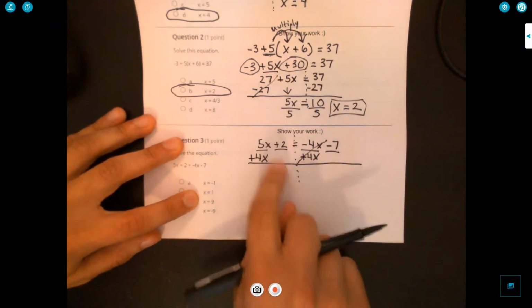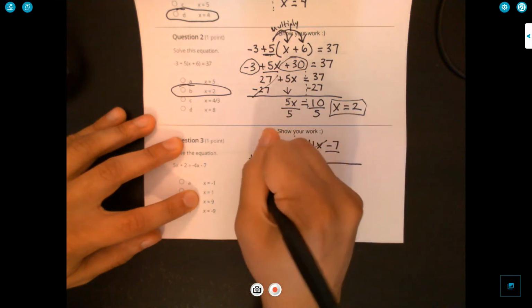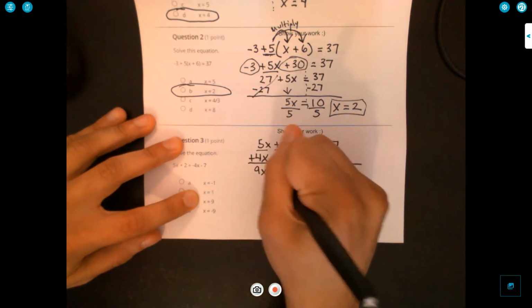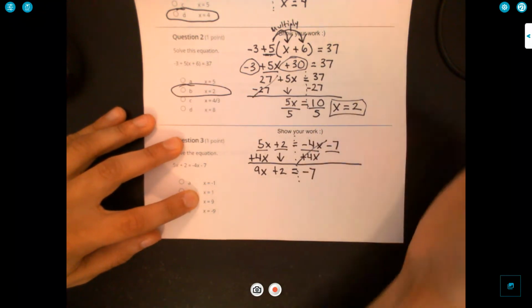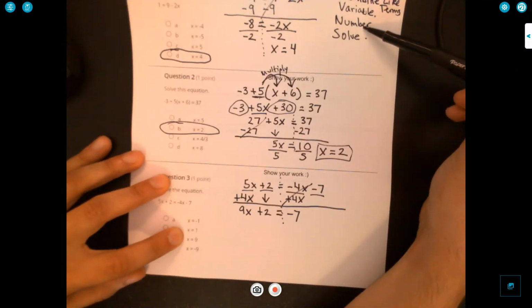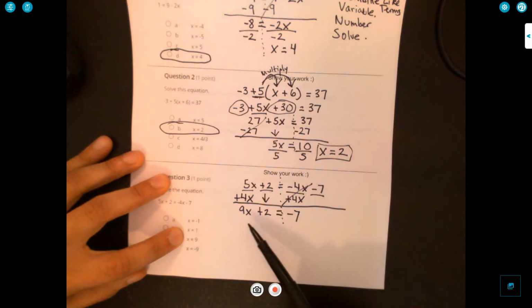I'm going to rewrite my equation. So 5 plus 4, 9. We get 9x. Bring down the positive 2 is equal to, bring down our -7. All right, so now we're on number. Got the variable on one side, so now we need to get the number on one side.